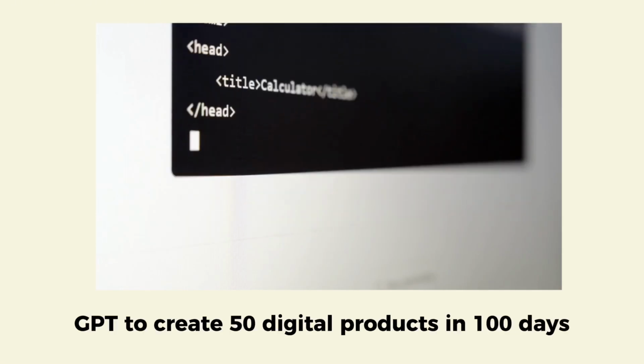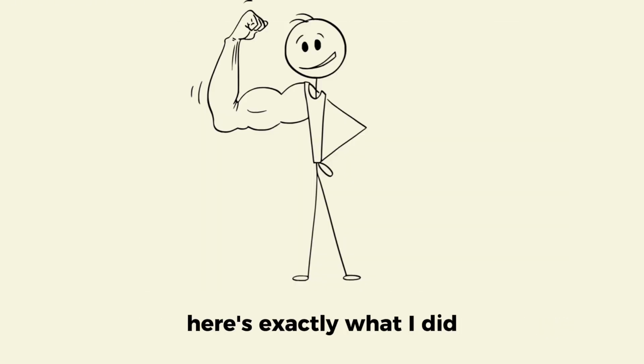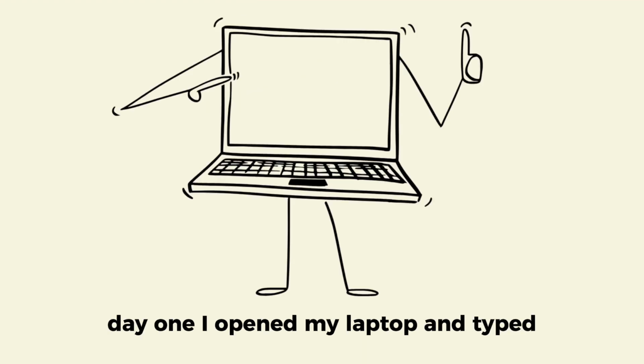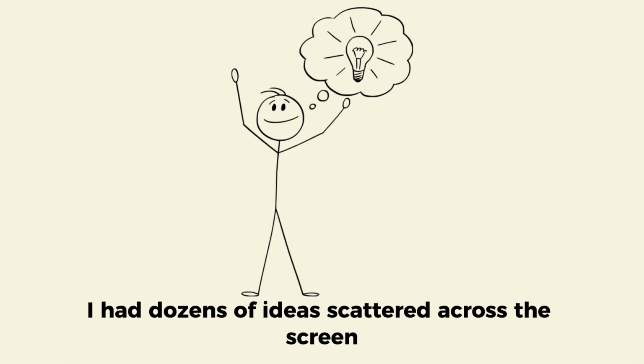I used ChatGPT to create 50 digital products in 100 days. Here's exactly what I did. Day 1. I opened my laptop and typed profitable digital product ideas into ChatGPT. Within minutes, I had dozens of ideas scattered across the screen.